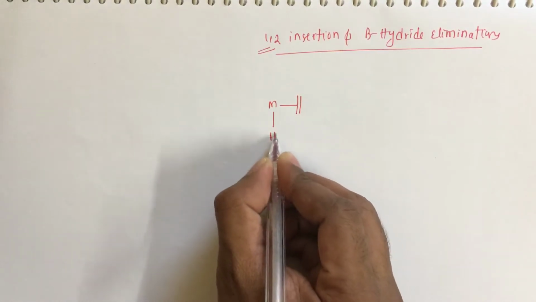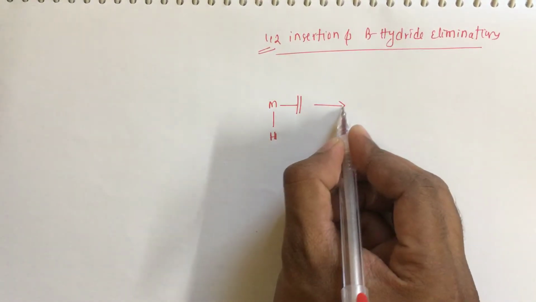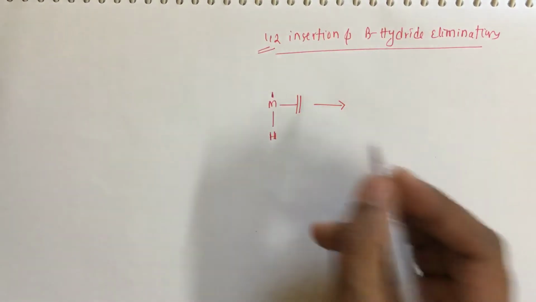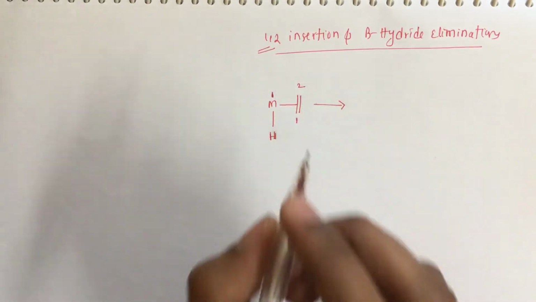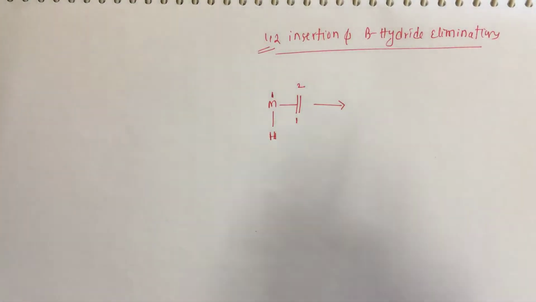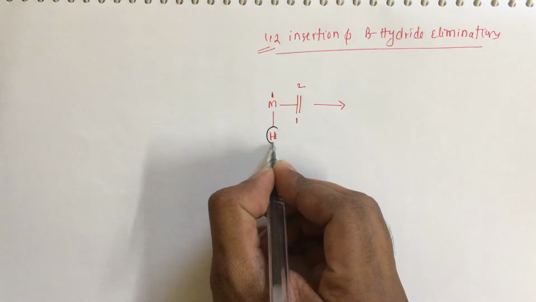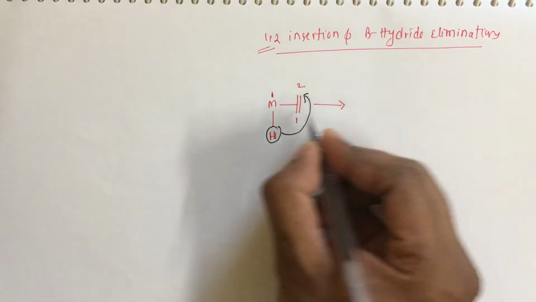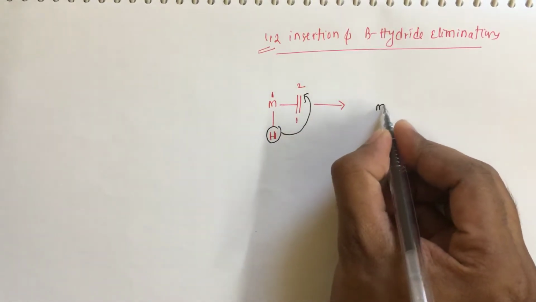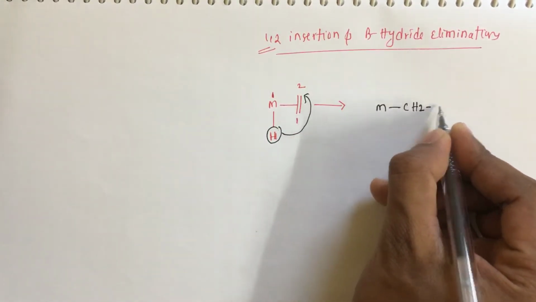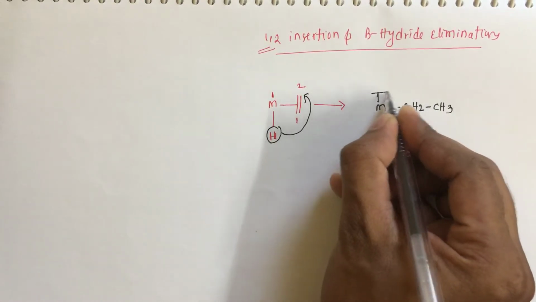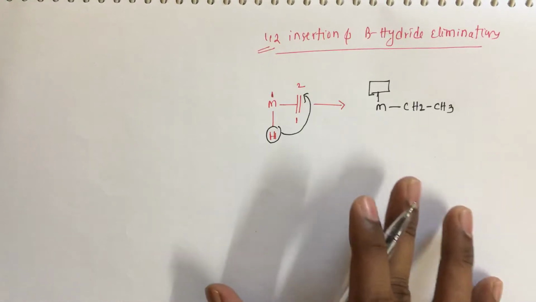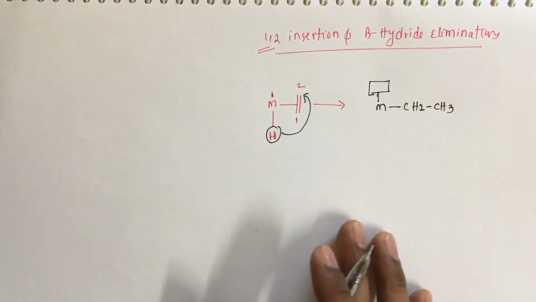The hydrogen present on the metal migrates from position 1 to position 2. So a 1,2 shift means the hydrogen at the first position migrates from 1 to 2. Now this hydrogen goes here and this carbon will come here. So now it will become like this, and there is a vacant site. Just remember this reaction. Based on this reaction we can write all the properties.